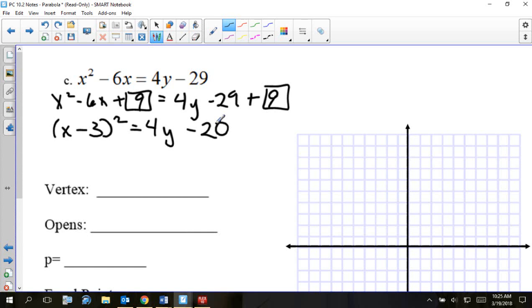So I'm going to have to factor out 4. To factor out whatever's in front of that y, even if it doesn't divide evenly, I have to factor out that number in front of y.